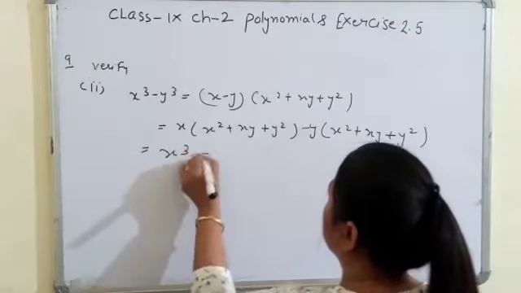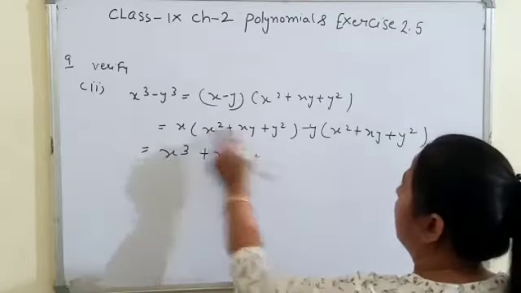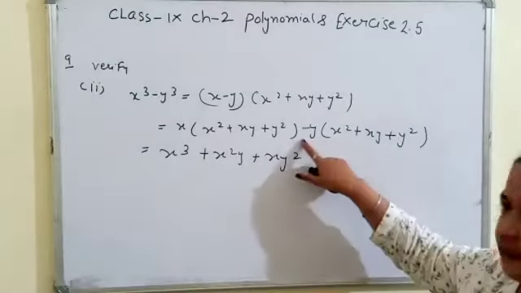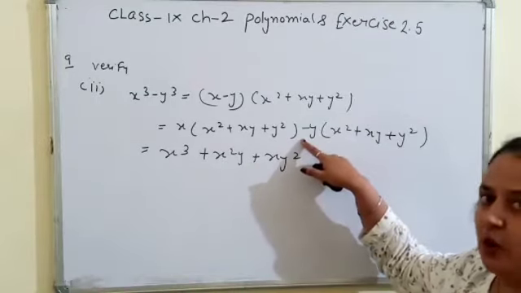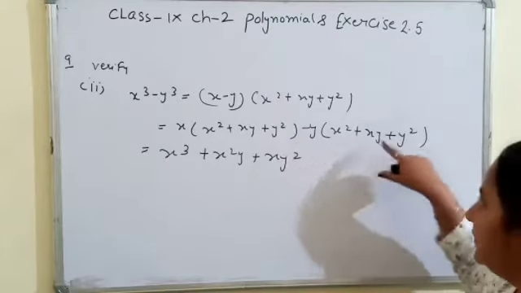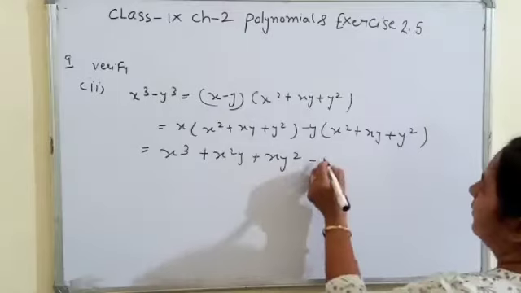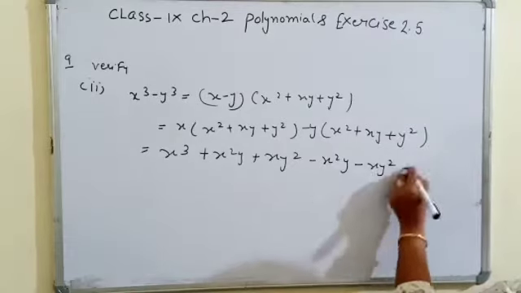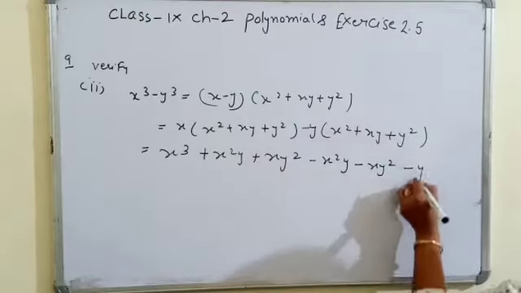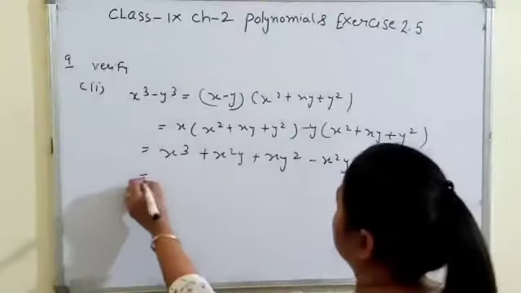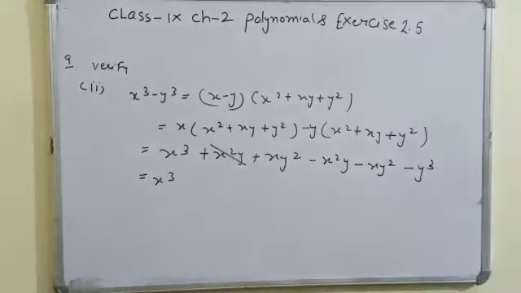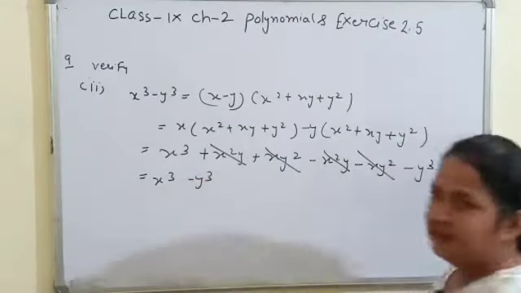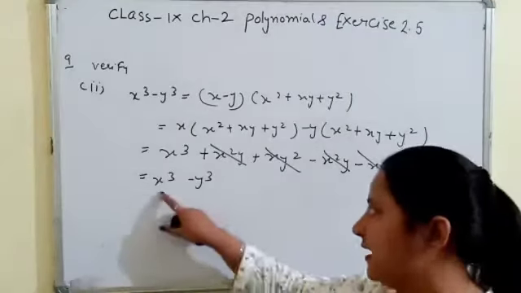x into x, x cube, plus x square y, plus x y square. Here you have to take care. Outside the bracket there is a negative sign. When we do the multiplication and open the bracket, we will change the sign for the next three terms. So it will be converted into minus x square y, and here minus x y square, and this y square when multiplied with the minus y will become minus y cube. So let's see. This plus x square y is cancelled by minus, and this plus x y square is cancelled by minus. So what is left here? That is our required result which we want to prove: x cube minus y cube.